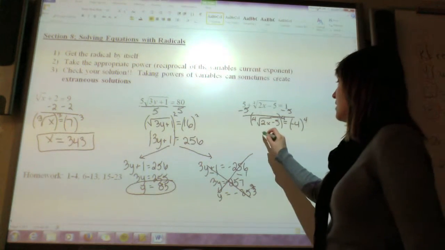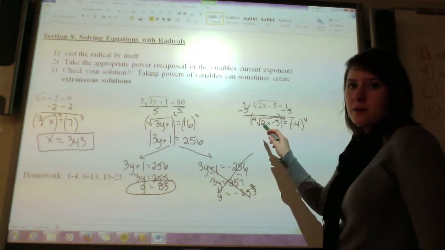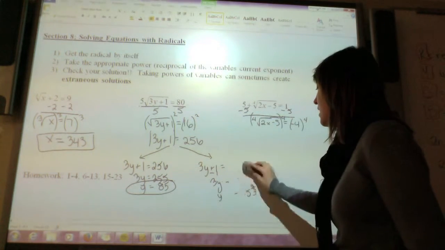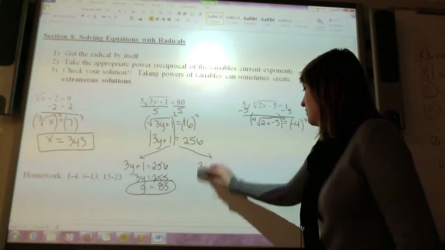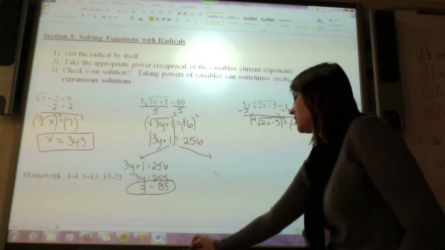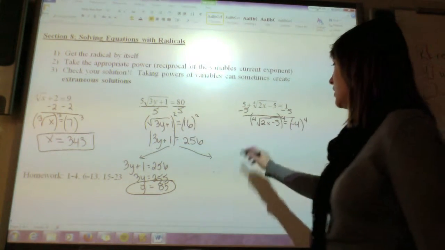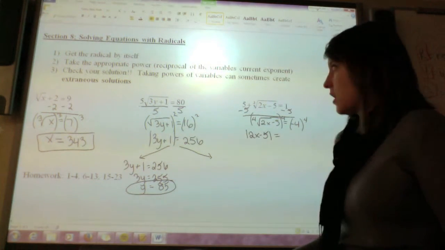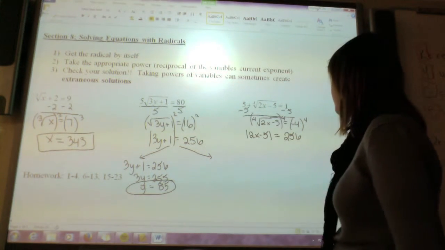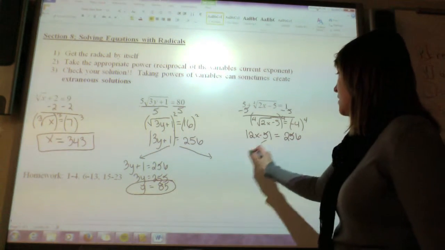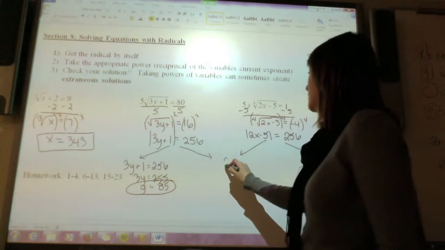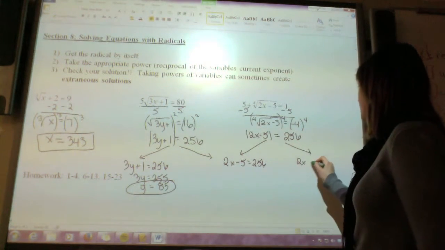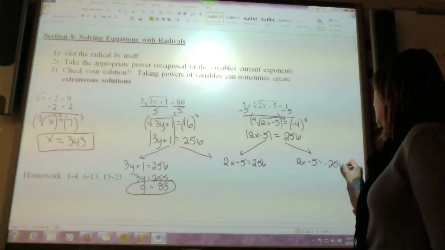Okay, so now, again, this was an even power, so I have to do the same thing again. Whenever I take an even power, I need to use the absolute value sign, because I know that with even powers, I could get either a positive solution or a negative solution. So this is going to be the absolute value of 2x minus 5 equals 256. So I can split that off into the positive and the negative. So I could either have 2x minus 5 equals 256, or 2x minus 5 equals negative 256.